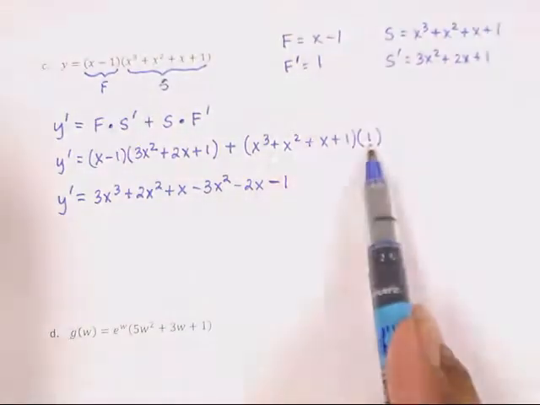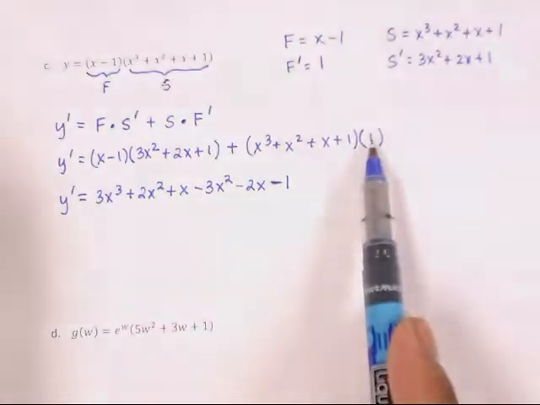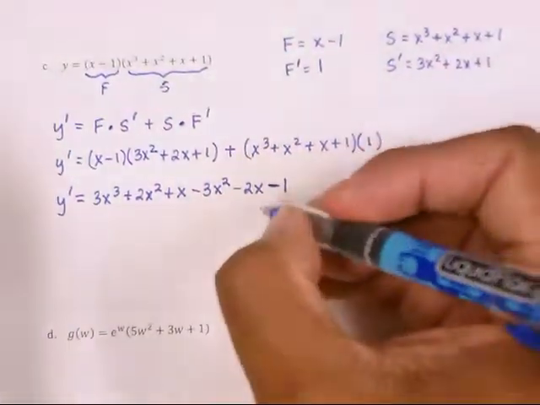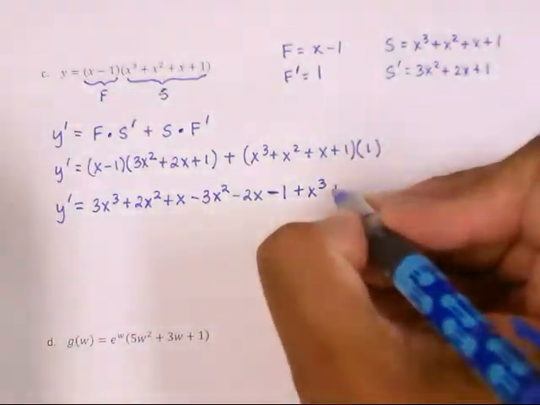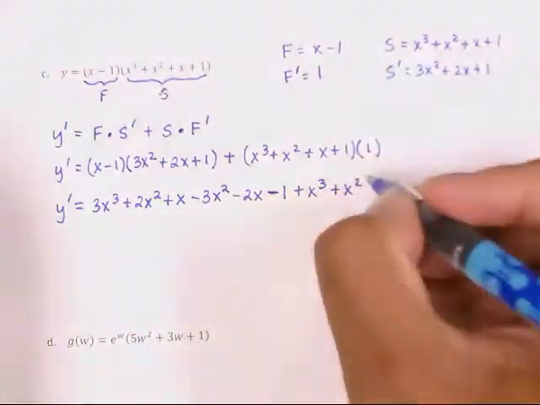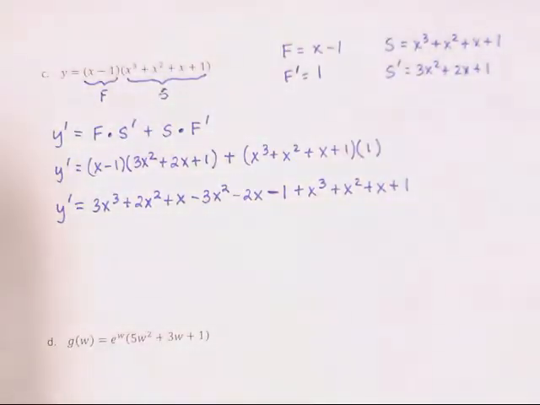And then I'm going to distribute the 1 over each and every term here. So 1 times all of this will be this. 1 times x cubed would be a plus x cubed. 1 times x squared would be plus x squared. 1 times x will be plus x. And then 1 times 1 will be 1.